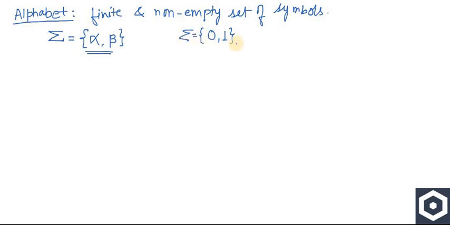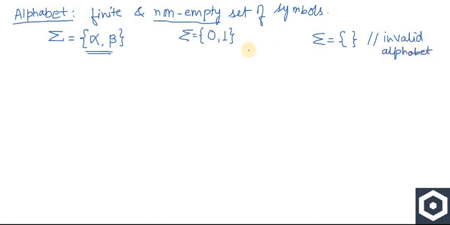So how many elements must be there in an alphabet? It says it should be non-empty. The set should be non-empty. So we cannot have a set like this. If we say this, this will be an invalid alphabet. Why invalid alphabet? Because the set of alphabet must contain at least one element. So the number of elements in an alphabet must be greater than 0.